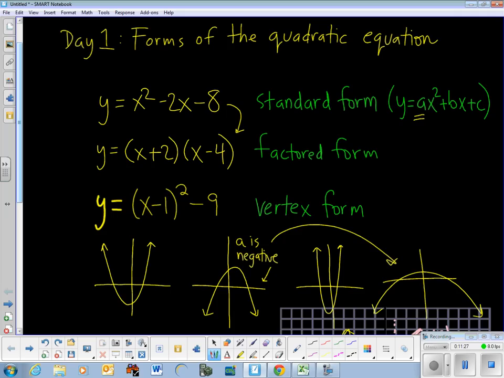And we'll leave that to discuss in class. If you're given factored, and you need to get to standard, then you're going to multiply it all out, like I showed you earlier, sometimes called FOIL, sometimes not. So what about this vertex form?